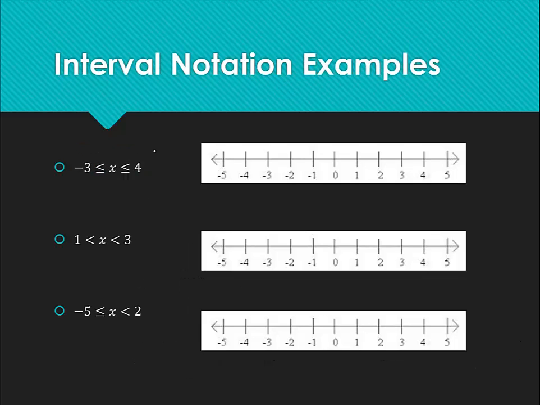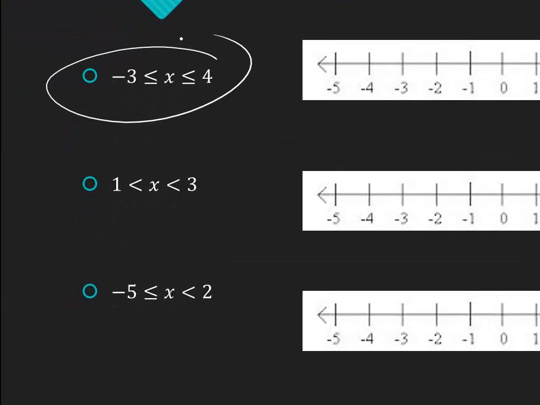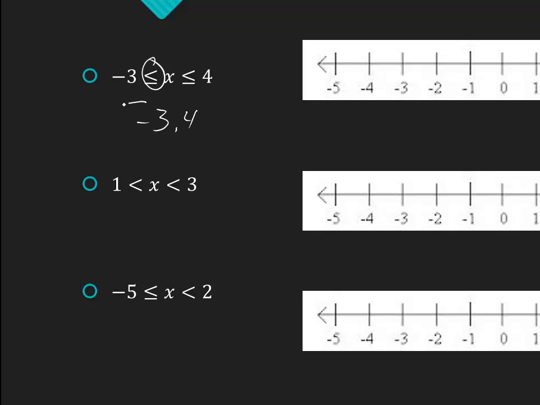So here's some examples. Let's convert these into interval notation, and then put them on the number line. So first, our interval notation uses our endpoints of our sets, which for this one, our first one will be -3 and 4. So put -3, comma 4. And since we have an equals to symbol, use a bracket, equals to symbol, bracket.